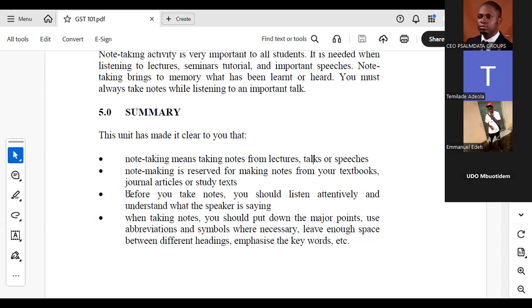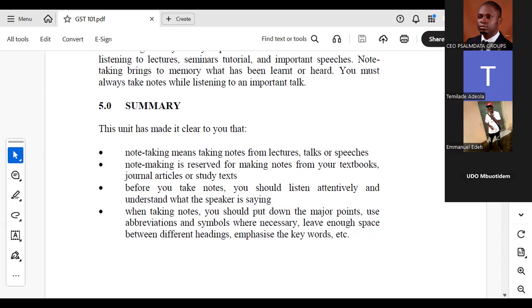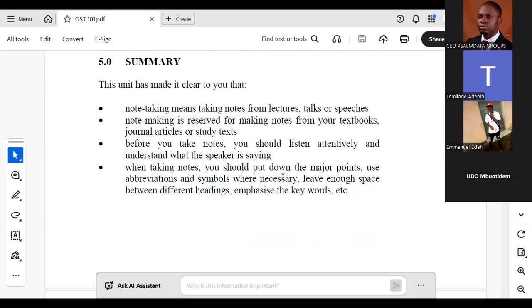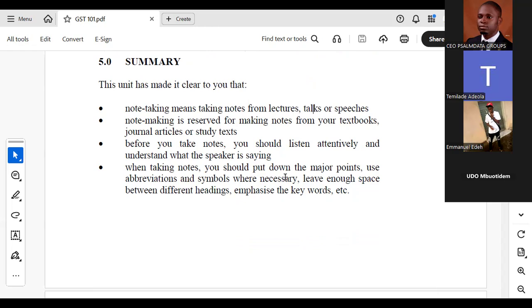Another thing we've learned in this unit is before you take notes, you should listen attentively and understand what the speaker is saying. You remember under the 5 points of taking notes, the skills. Let's echo them together. You listen carefully to the lecture. You fully understand it. Summaries, abbreviation, using symbols. Now after that, in this same unit, we talked about when taking notes, you should put down the major point, use abbreviation and symbols when necessary. Leave enough space between different headings. Emphasize the key words. You can place emphasis on the keywords by making them bold.